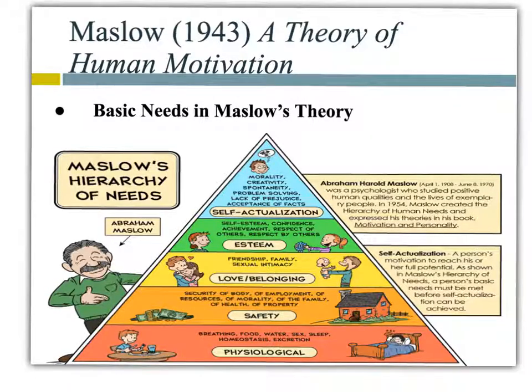A more widely known theory of human motivation is Maslow's hierarchy of needs. Within this hierarchy, he suggests that there are basic to more complex needs, and that we need to satisfy the more basic needs, which are located lower on this pyramid, before we can move up to the more complex needs. At the bottom, you have physiological needs such as breathing, food, water. Then you move up to safety.